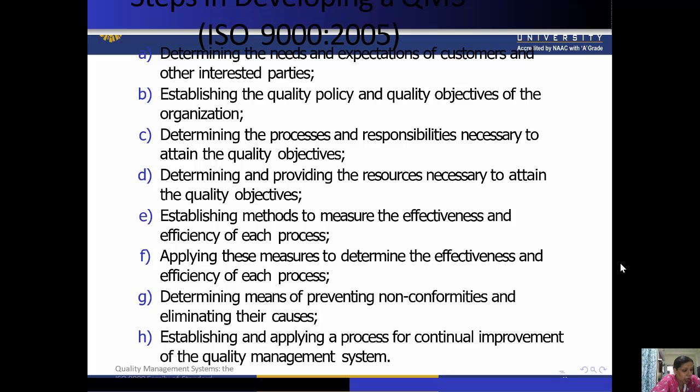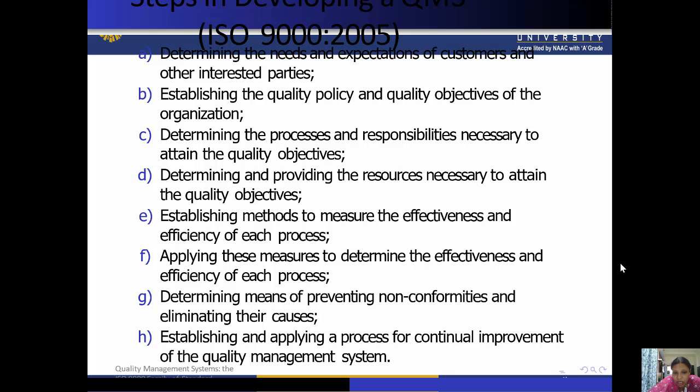Okay, other than that, it is also used to determine the means of preventing non-conformities and eliminating their causes. So along with the objectives and responsibilities, we also have to determine the non-conformities and how to eliminate their causes. Okay. Next, for developing an effective quality management system, the prevention and elimination of the causes of non-conformities are very, very important.